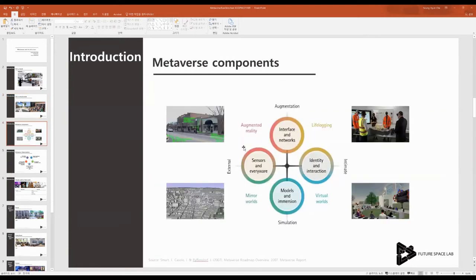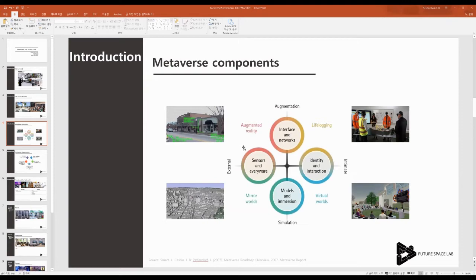Here is a metaverse diagram. I think many of you have seen this figure, because in many metaverse seminars they talk about it: lifelogging, augmented reality, mirror world and virtual world, each presented separately as a metaverse. But one thing I wanted to correct is that this figure is from the Metaverse Roadmap Overview.